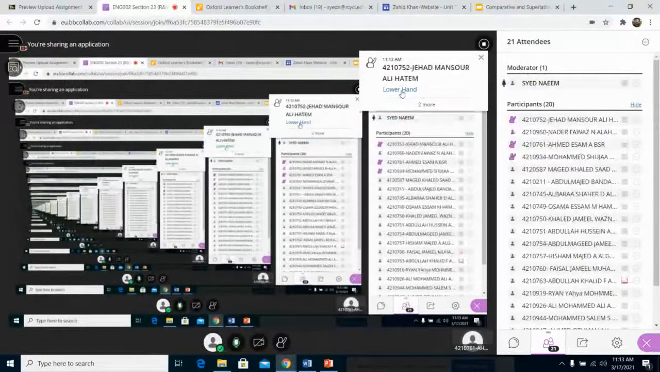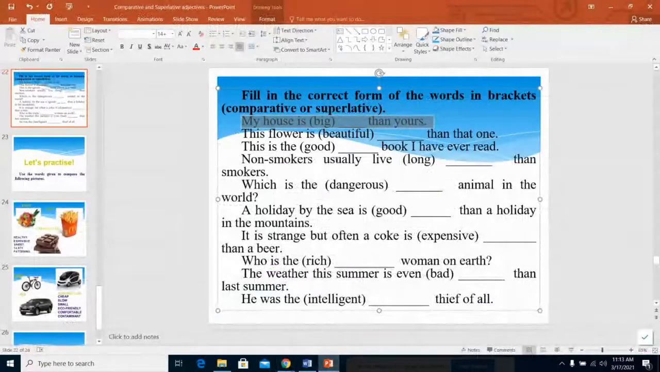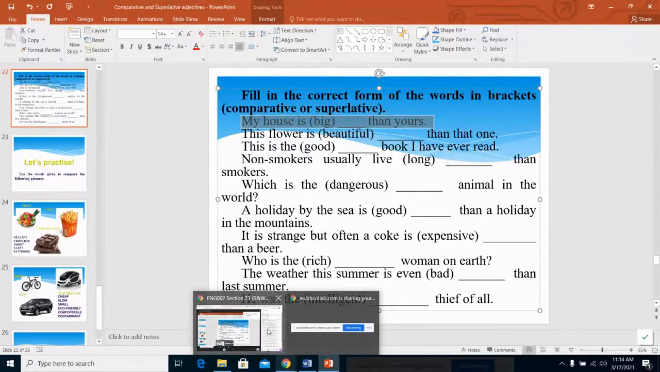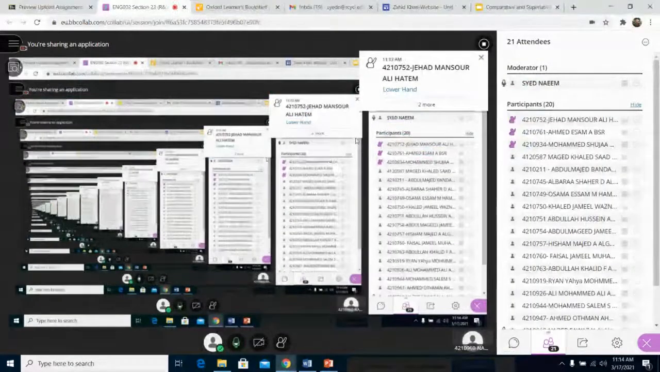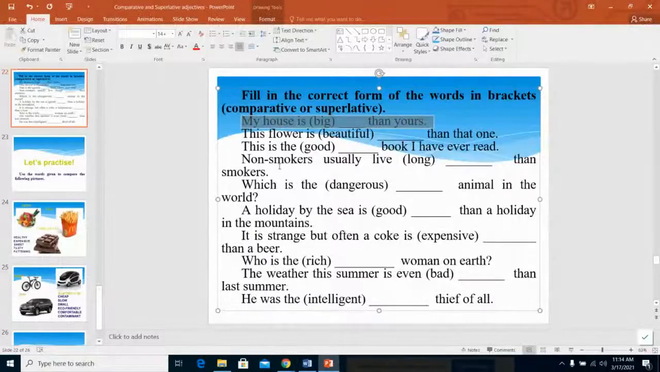Nadir, do you want to do number 1? Yes. My house is bigger than yours. Very good. Bigger than yours. Can someone make it superlative? Jihad, can you make it superlative? Biggest. Yes. So no, we have to say my house is the biggest. Okay? We can say my house is the biggest. All right.